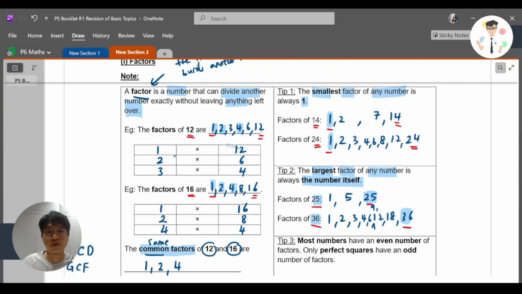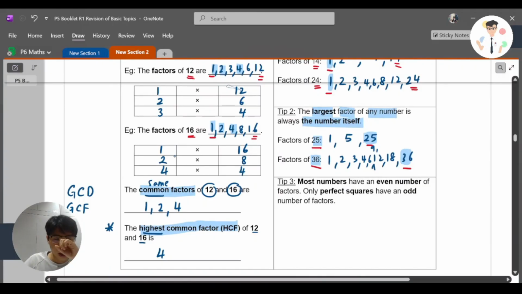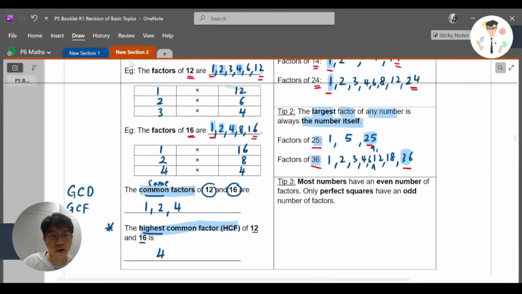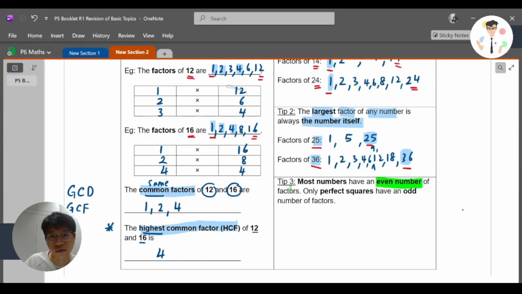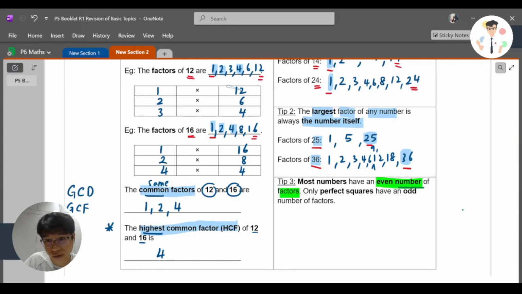Now, tip number 3 is something that is a bit hard to understand. But if you can understand, that will help you a bit in some tricky question. Let me just use a green color for this. Now, here, a bit tricky, so I need you to pay attention. Here it says most numbers have an even number of factors. My main point here is the number of factors is even.